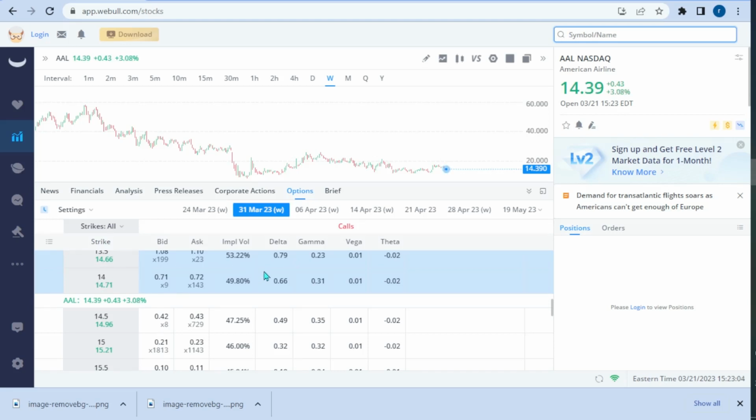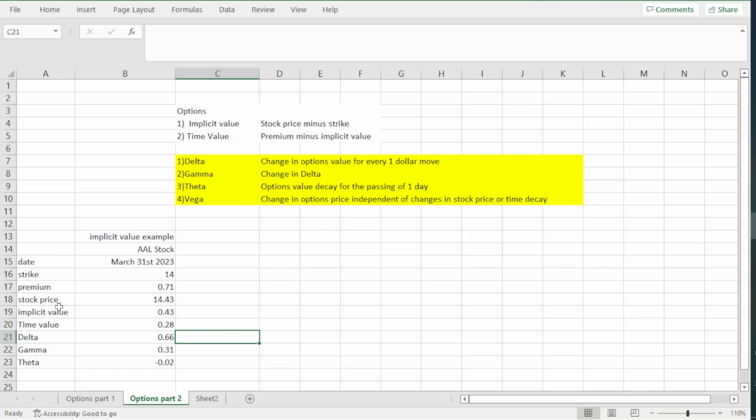It's the 14 strike. The delta is 66 cents. So let's pretend that the stock price goes up $1 from where we recorded it. So the stock price, let's say, is at $15.43. Because we went up $1, our delta is 0.66. That essentially means that our premium is going to go up by 0.66. So we're going to add our current premium plus the delta. Now what gamma is saying is that if we go up another dollar from where we are right here, let's say up to $16.43, then our gamma is going to be added to the delta. So that essentially means that we're going to add this premium plus this delta plus this gamma.